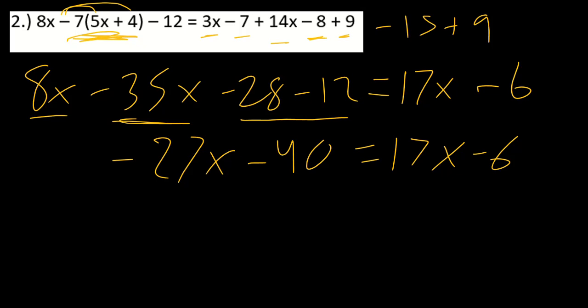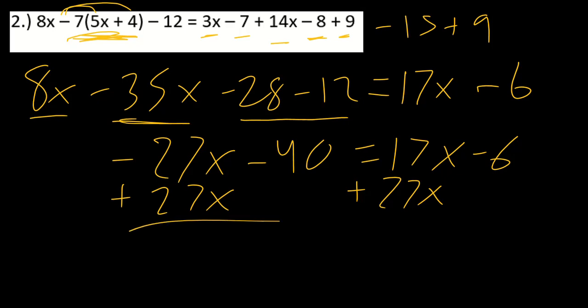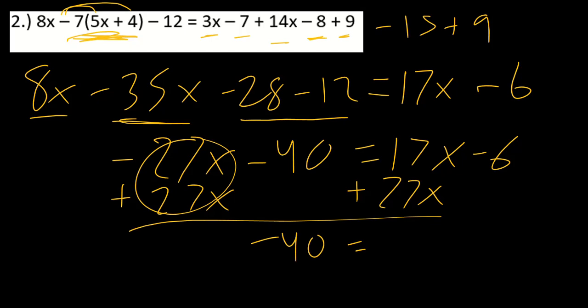Are my x's together? Well, here they clearly are not. And I want to move my smaller x. So we'll move our negative x by adding. So plus 27x plus 27x. That zeroes out. And now I have negative 40 is equal to, let's see, 17 plus 27. That would be 44x minus 6.